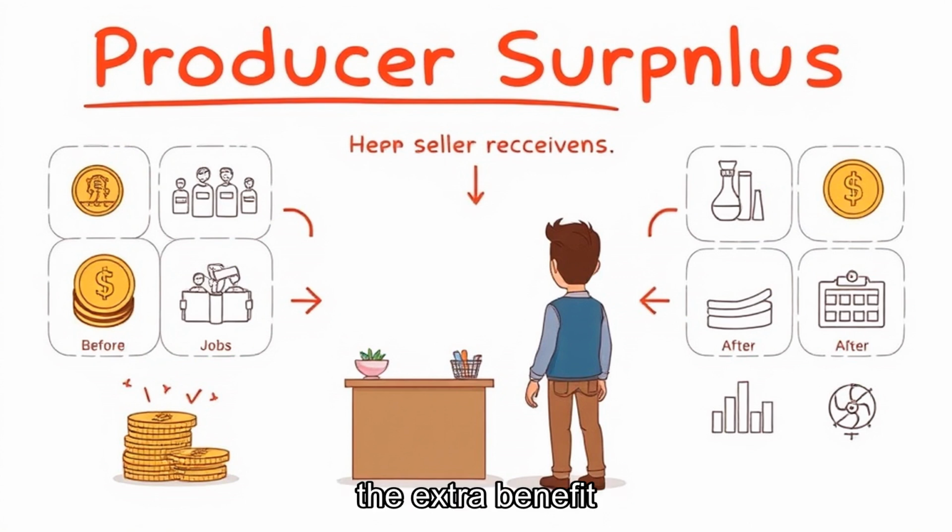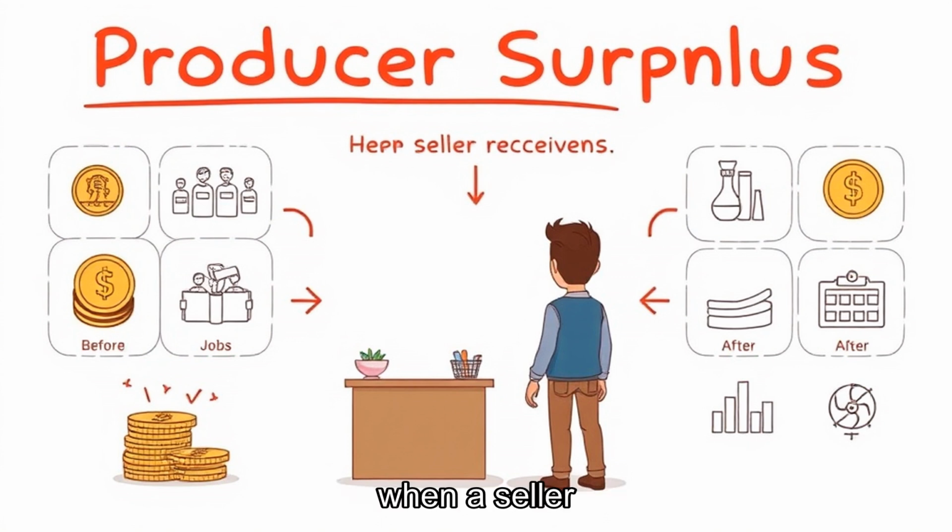Producer surplus is the extra benefit sellers receive when the market price is higher than the minimum they were willing to accept. A farmer willing to sell apples for $2 but receiving $3 gains surplus on each sale. The concept shows why market price can create gains for producers.